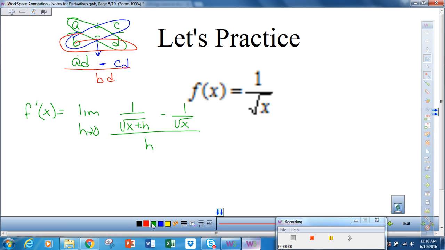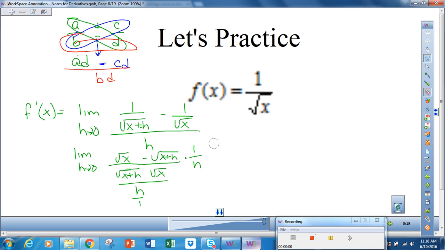Okay? That's just a quick and dirty way to find the least common denominator, and that's what we're going to use here. So we're going to have the limit as h approaches 0. Using that method, I get radical x minus radical x plus h all over radical x plus h times radical x and all over h. Okay? But because this is a complex fraction, I'm multiplying this by the reciprocal, so I'm multiplying times 1 over h. So I'm just going to write this, and I'm not going to show that again. I'm just going to write this as that h going to the denominator. Okay?